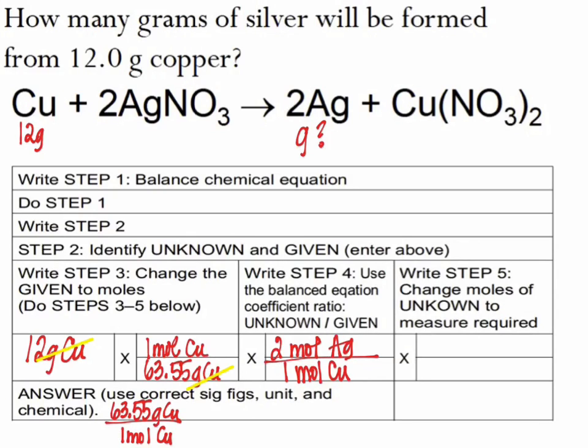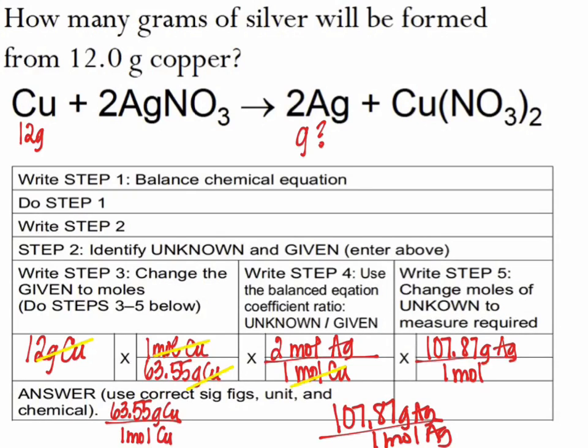So now we're in moles of silver, and we need to get to grams of silver. So how am I going to go from moles to grams? Molar mass, and so I need the mass of silver. 107.87 grams of silver, and that's over 1 mole of silver. So then you have to figure out which way I'm going to put that in. Which goes on top, which goes on bottom? 107.87 grams of silver over 1 mole of silver.